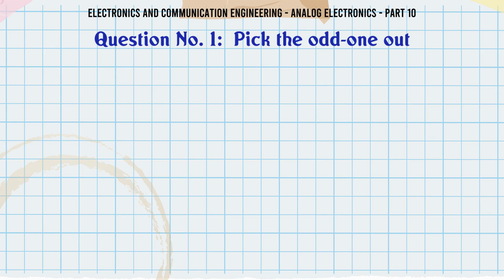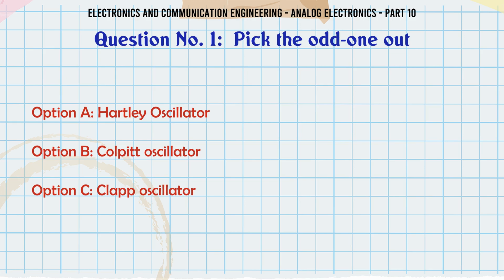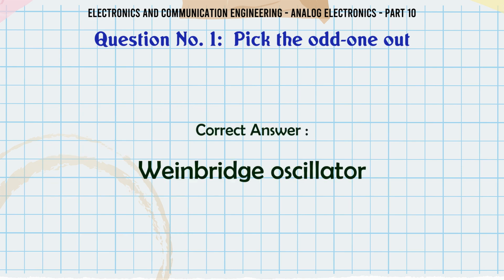Pick the odd one out. A. Hartley oscillator. B. Colpitts oscillator. C. Clapp oscillator. D. Wien bridge oscillator. The correct answer is Wien bridge oscillator.